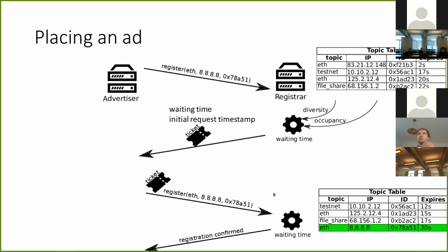So I'll just issue a new ticket, I send it back to the advertiser, who has to wait and come back. But in any case, even with increasing waiting times, the advertiser will accumulate more and more waiting time as it waits, and eventually will be admitted into the table.